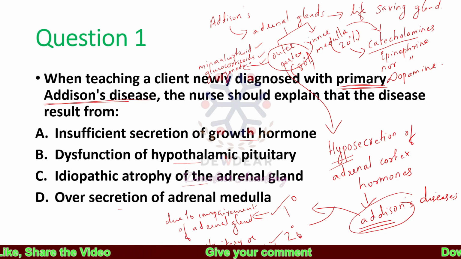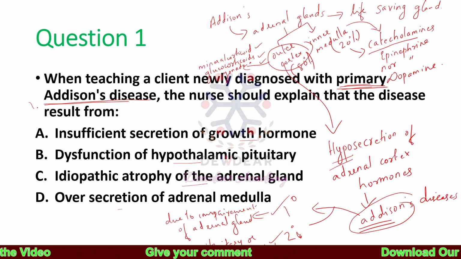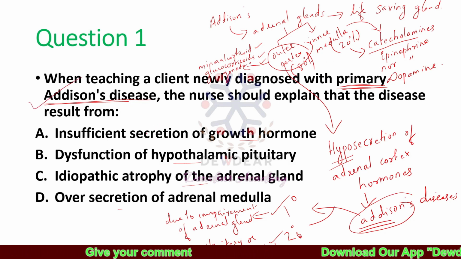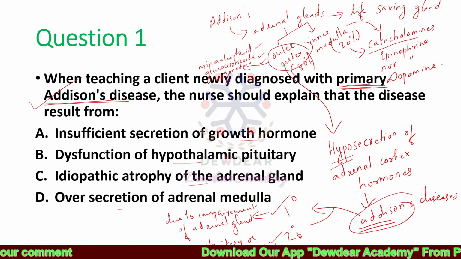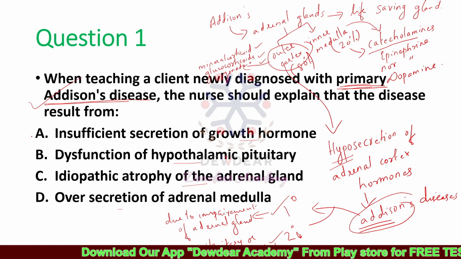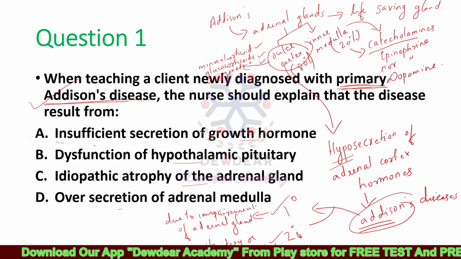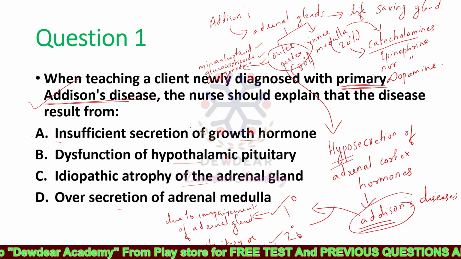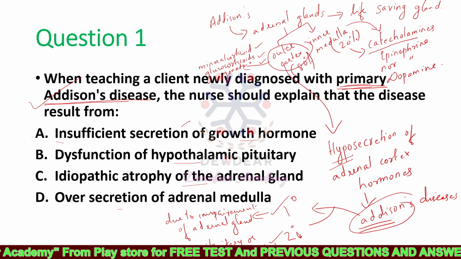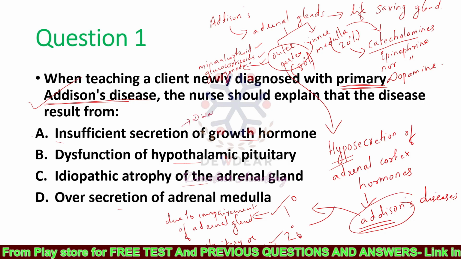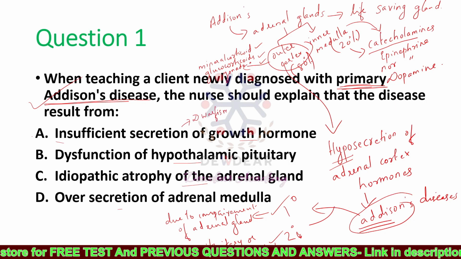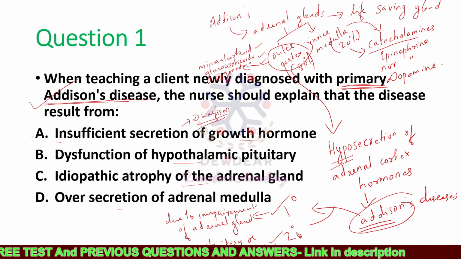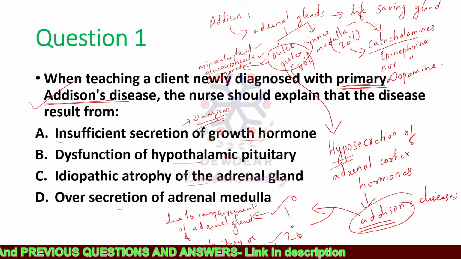When teaching a client newly diagnosed with primary Addison's disease, what should the nurse explain that the disease results from? The first option is insufficient secretion of growth hormone. What actually happens if there is insufficient secretion of growth hormone? It causes dwarfism or growth delay.